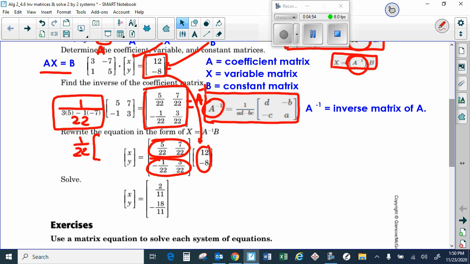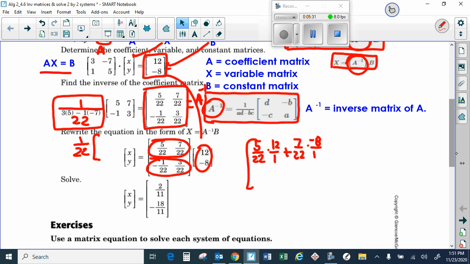Rows by columns. So you want to circle that to make sure you go in the right order. So I have 5/20 times 12, which is 12 over 1, plus 7/20 times negative 8 over 1. That's the first one. They aren't showing you work here.